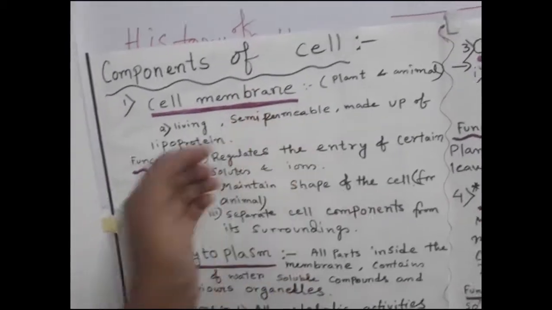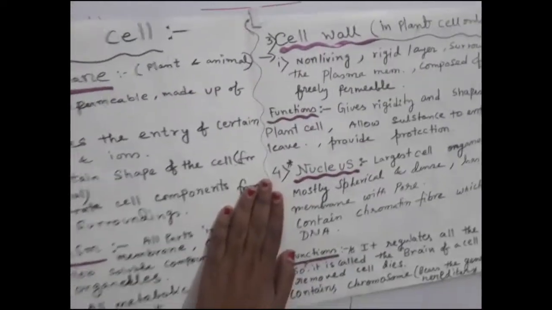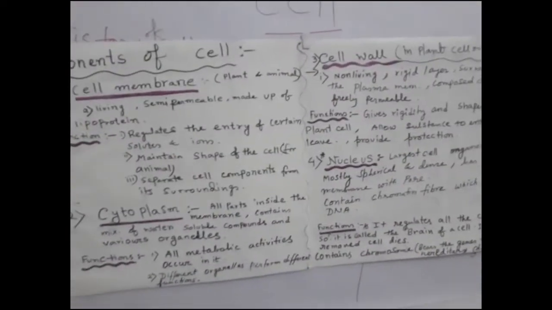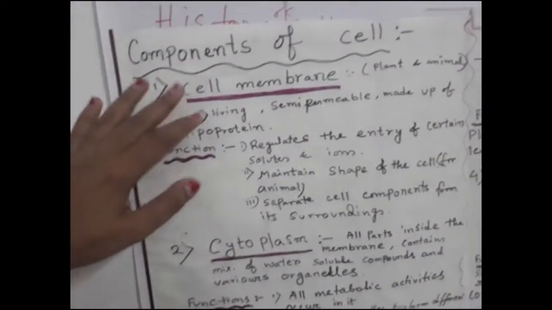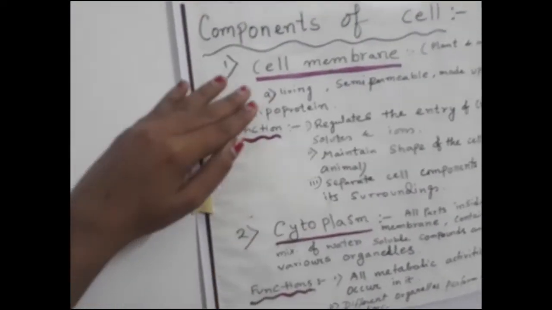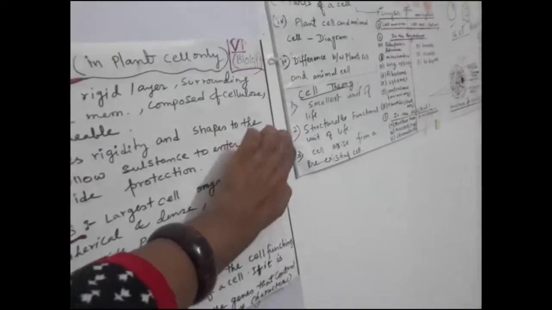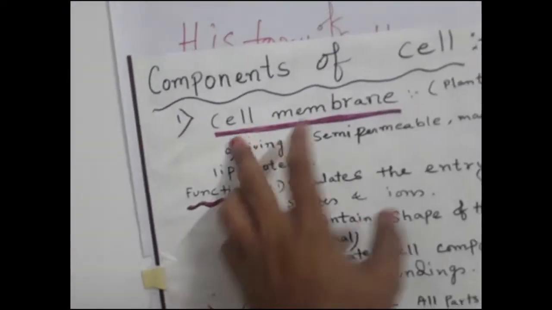This cell membrane, cytoplasm, cell wall and nucleus are the basic components. When the question arises, what are the basic components of a cell? Then you must write down these basic components, and from the video you come to know the features and the functions of these basic components. Okay, so here first, cell membrane.